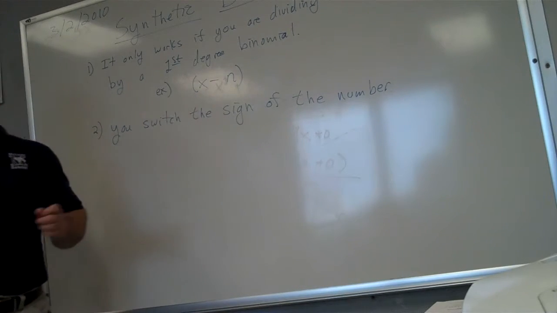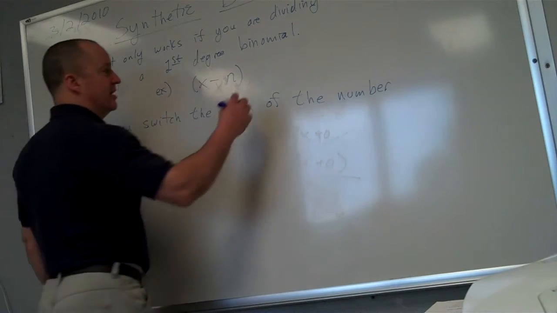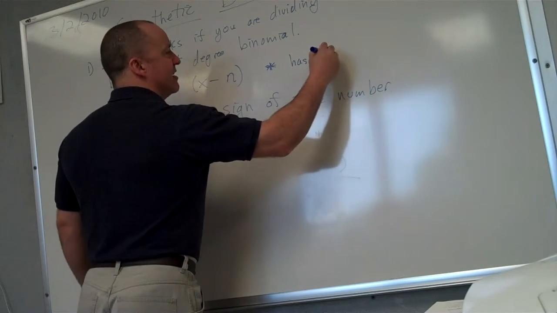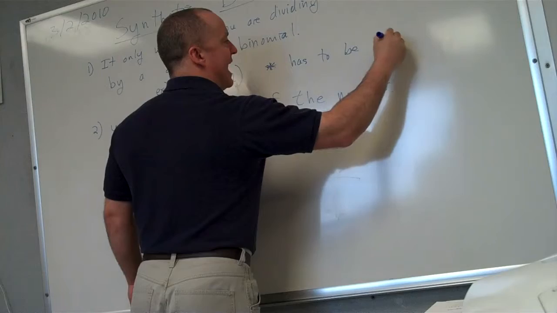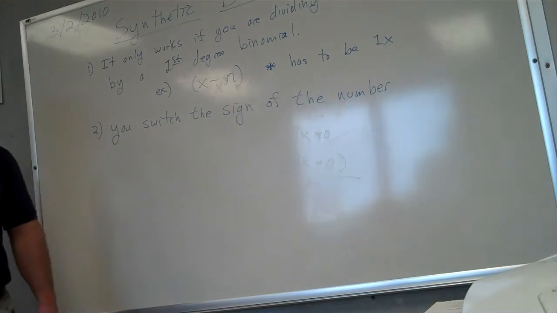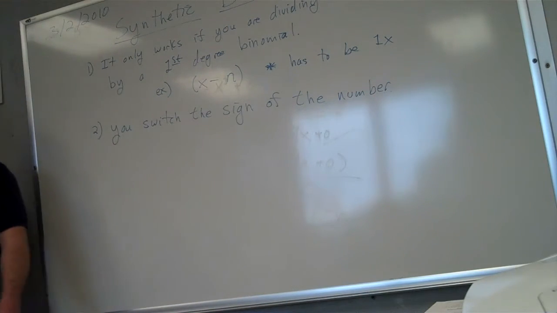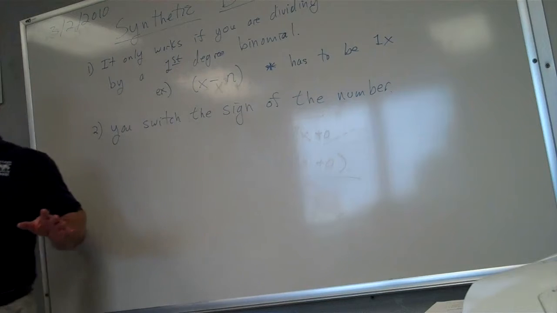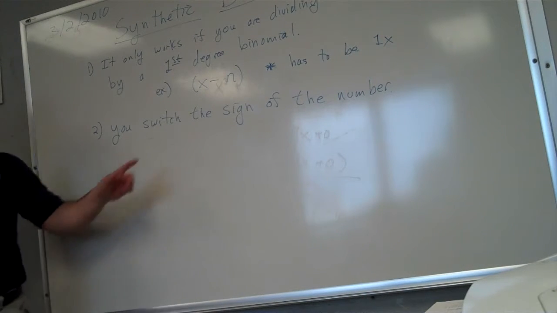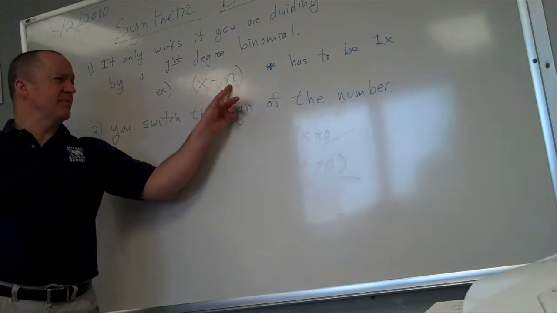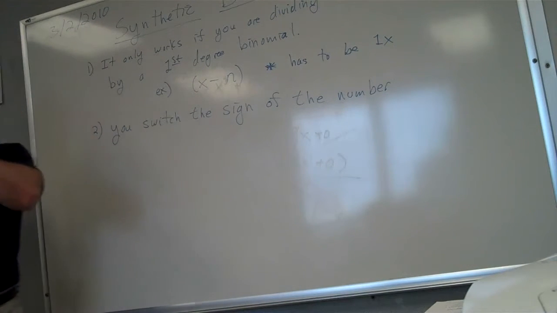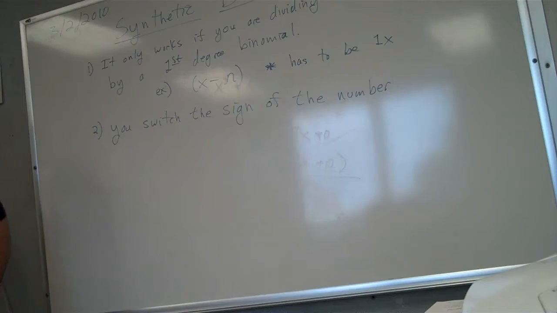And oh, that first degree binomial, here's the other part. We'll start here. It has to be 1x. So if you're dividing by 5x minus 12, you can't do it. If you're dividing by x cubed minus x squared plus x minus 57, you can't do this trick. But if you happen to be dividing by x plus or minus a number, and it's 1x and you switch the sign, this will work, and it's a shortcut.